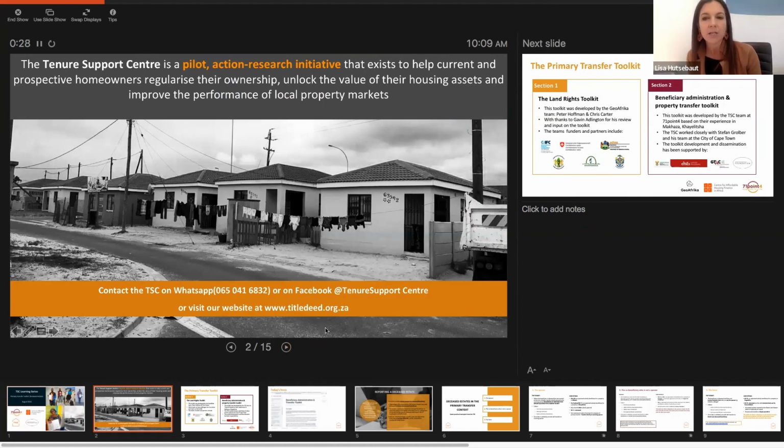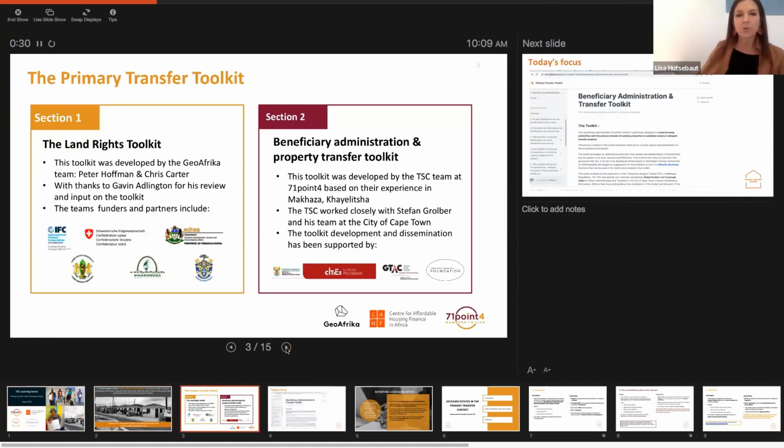Casey, would you mind going on to the next slide? The first one is what we call the Land Rights Toolkit, which was basically developed by the guys at GeoAfrica, Peter Hoffman and his team. And that toolkit looks at unblocking the land issues. So issues around the registrations of your townships, your general plans, encroachments, things that are happening on the land that potentially block those transfers from going ahead.